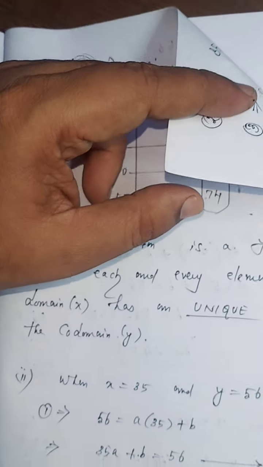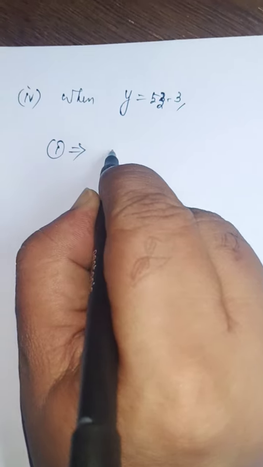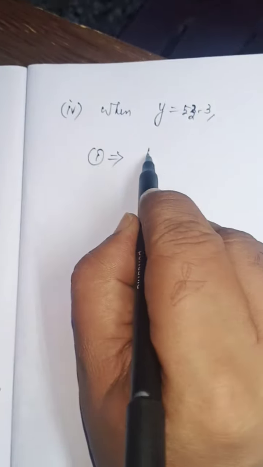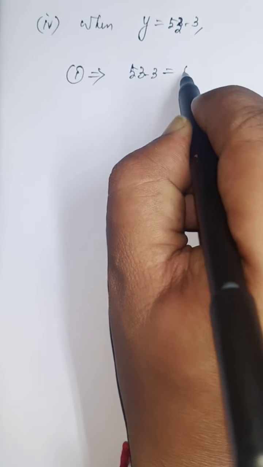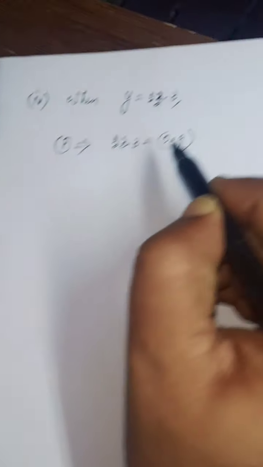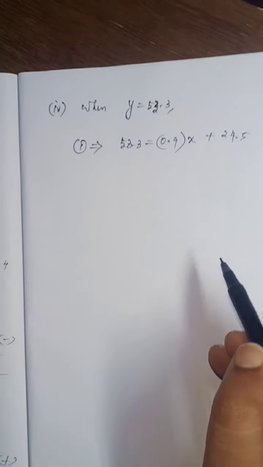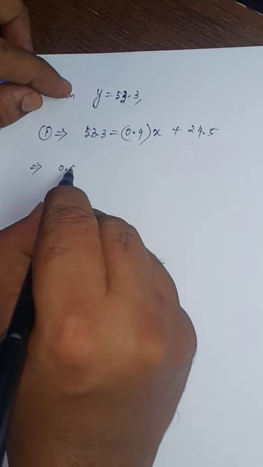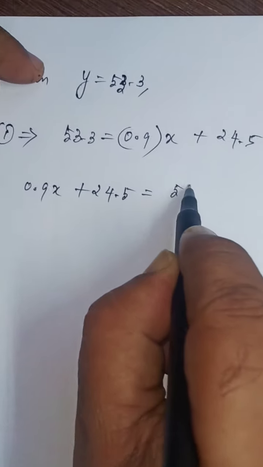Equation number 1 implies, in equation number 1, what is in the left hand side? Y. So 53.3, right as it is. 53.3, that is equal to ax plus b. You know the value of a. What is the value of a? 0.9 into x plus b. B value 24.5. Okay. 0.9x plus 24.5, that is equal to 53.3.